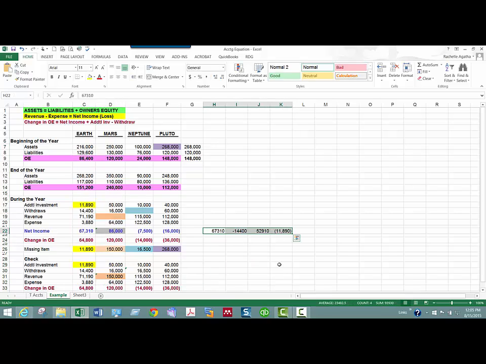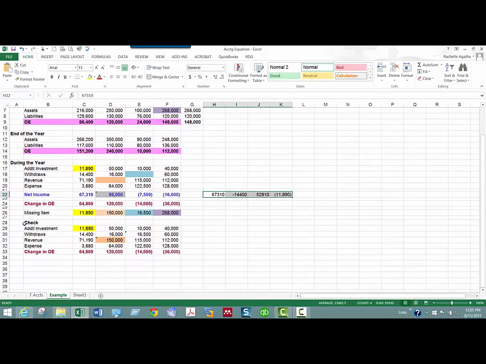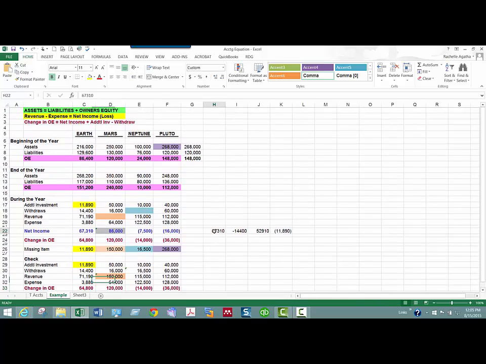And this check I just did right here, I have a whole check section down at the bottom, so it proves out the change in equity. So I'm going to do one more. I'm going to do one more column in this lecture so it's not too long. Let's do Pluto, because Pluto is really the hardest.